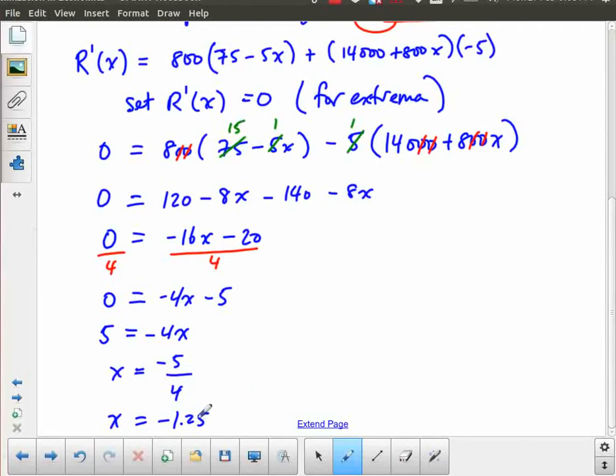Now that I've done that, we have a local extrema, but we don't know whether this is a maximum or a minimum. So the other thing we need to do is consider our boundary conditions.